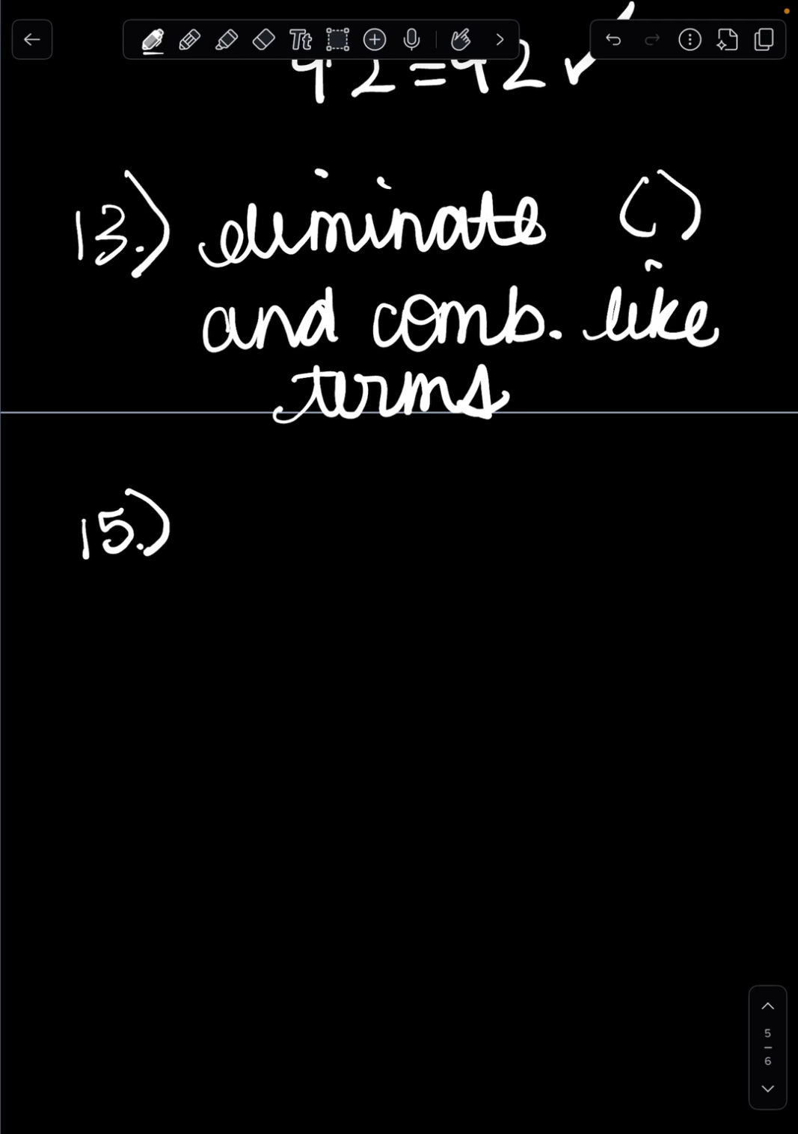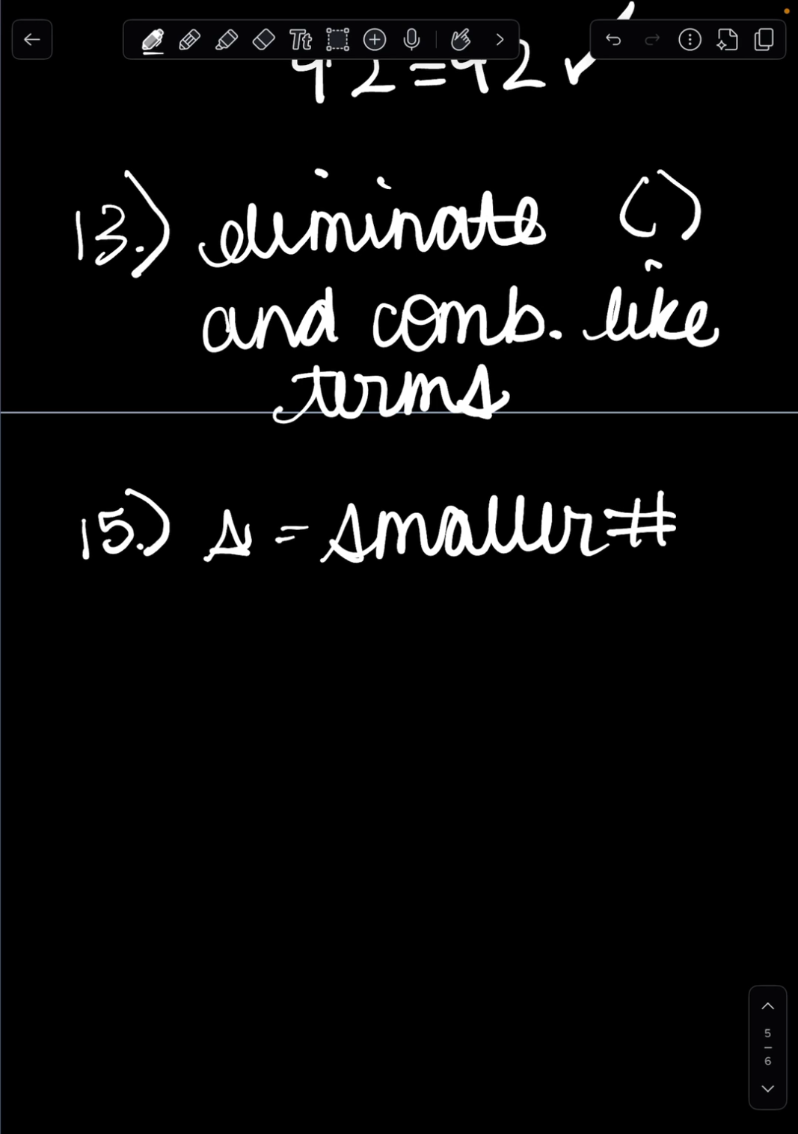And remember, when we don't know what the variable is, we have to start by defining it. So let's say that S equals the smaller number. All right, so I've defined my variable. So what I know is two numbers whose sum is 25. So I know I'm adding two things and I'm going to end up with 25. The larger number is 4 times the smaller number. So what that means is I have the smaller number plus the larger number, which we know is 4s.